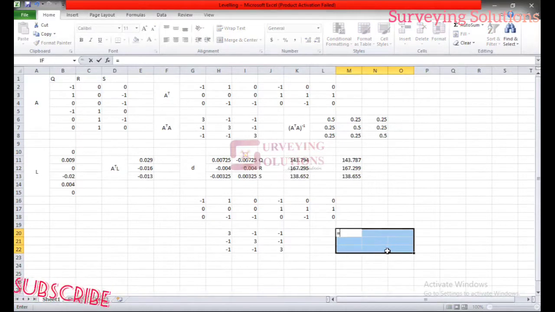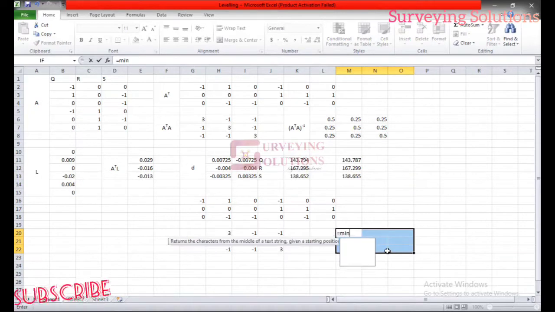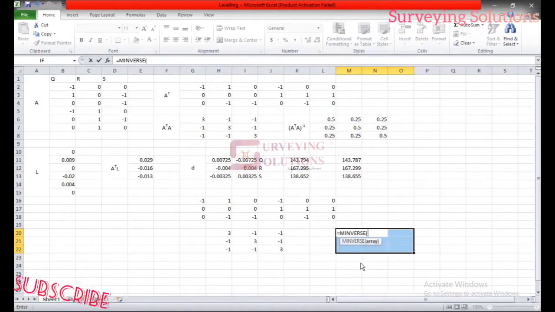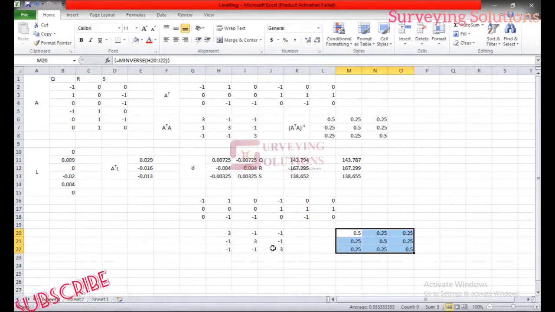So we define the array, then we have M inverse, which is this, right? So we select all, then Control Shift Enter. So it has returned the inverse of this matrix. So you see, it's very easy to use Excel for it.